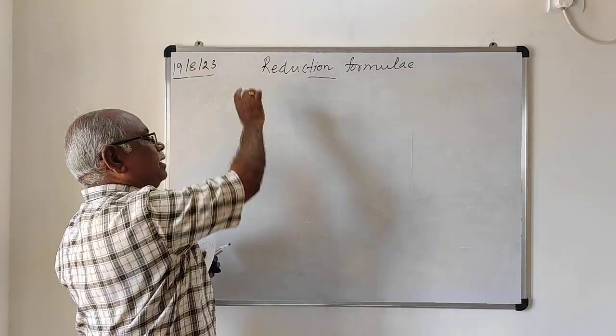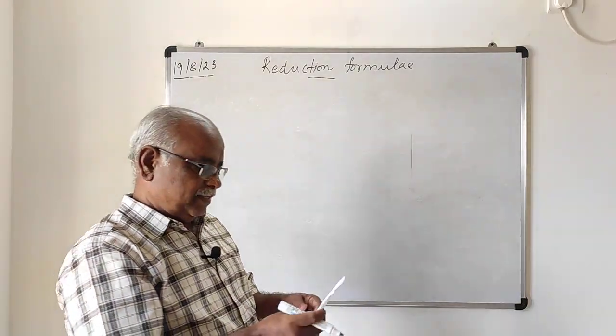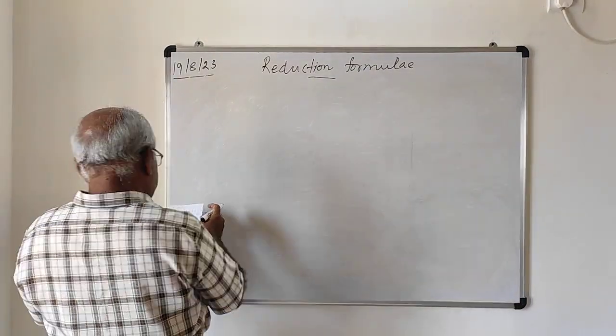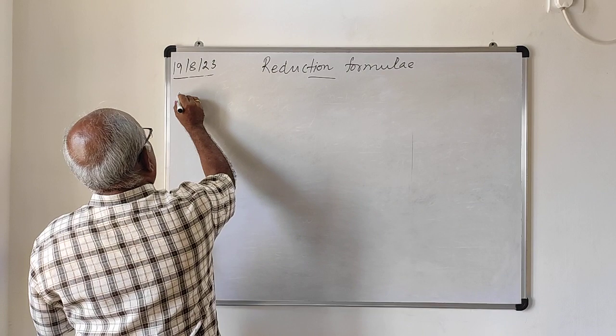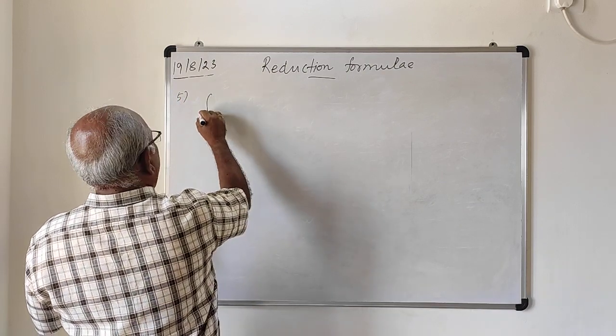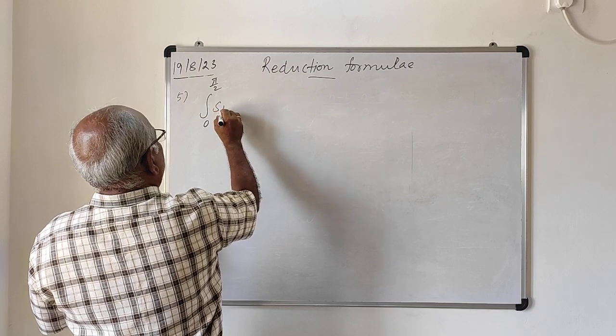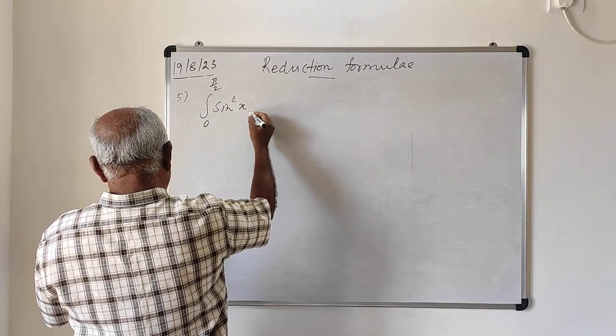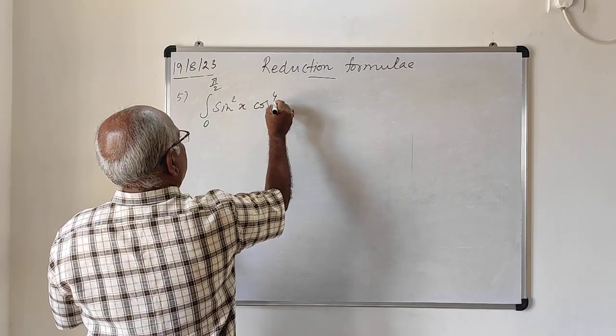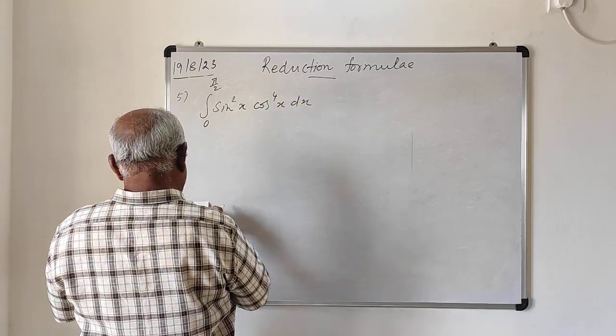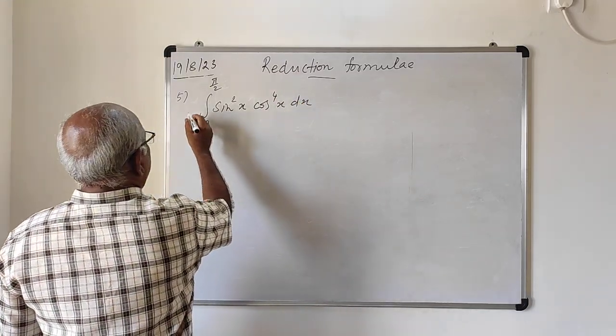Reduction formula, the result is only we are taking, proof not necessary. The next problem: solve the integral from 0 to pi by 2 of sin square x into cos power 4x dx.